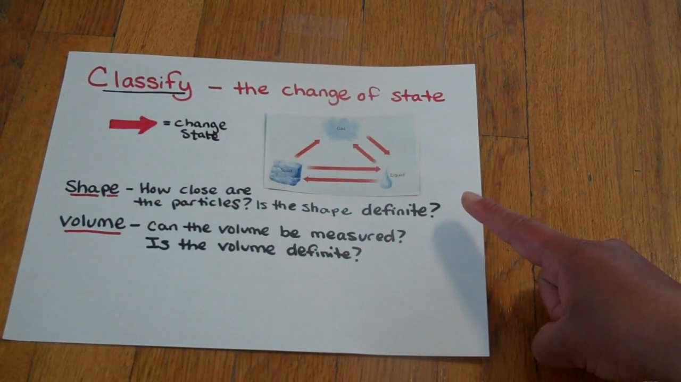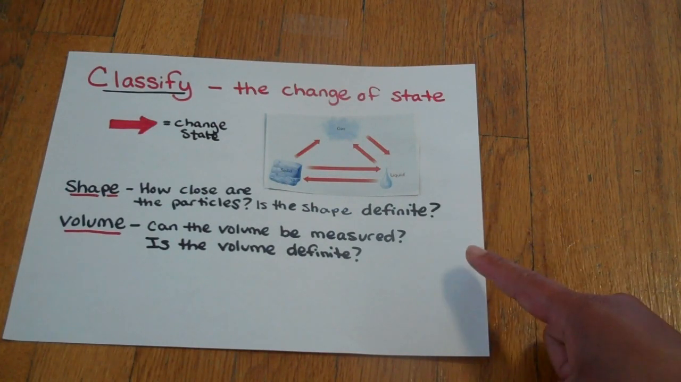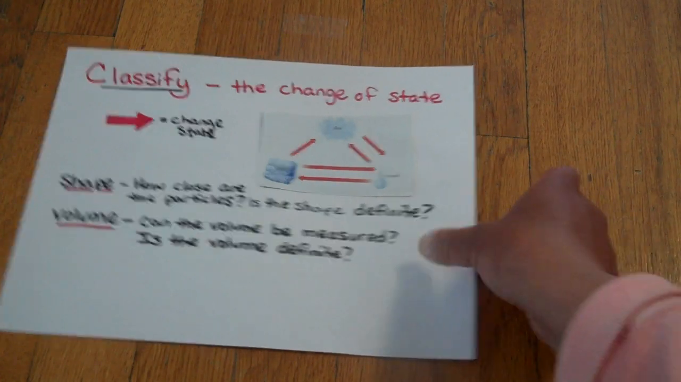Shape is about how close the particles are, and when we look at shape, we ask ourselves: how close are the particles, and is the shape definite? Volume is how much space the matter takes up. So we ask ourselves, can the volume be measured, and is the volume definite?